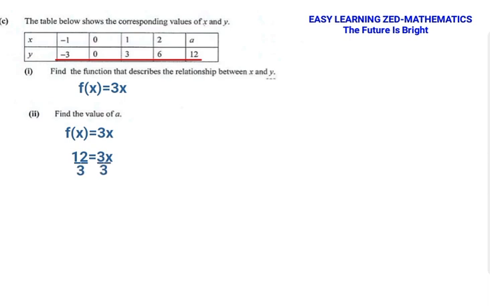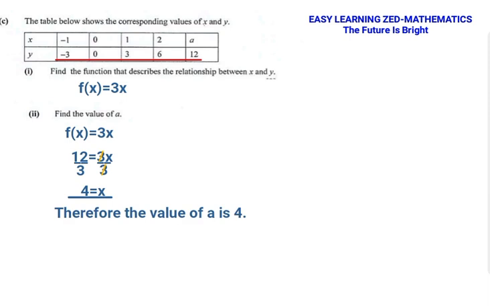Now, when you look at the right side of the equal sign, you can see that there is 3x over 3. So those two 3's can cancel each other out. We cancel 3 on top and 3 down, and we remain with x. Then 12 divided by 3 will give us 4, and that will be the answer. Therefore, the value of A is 4.